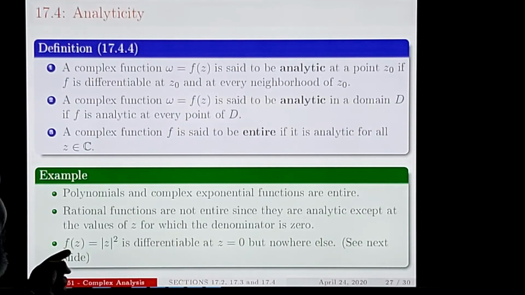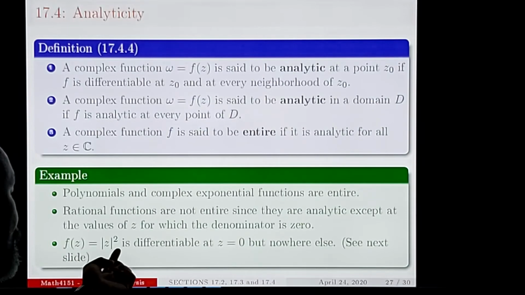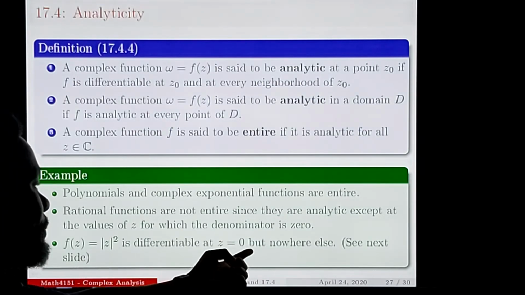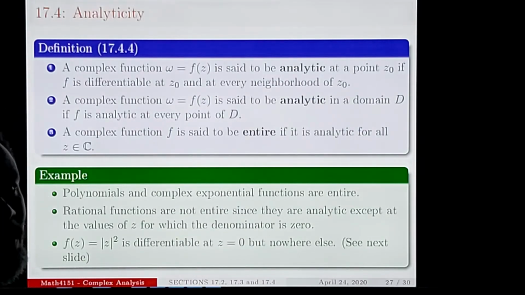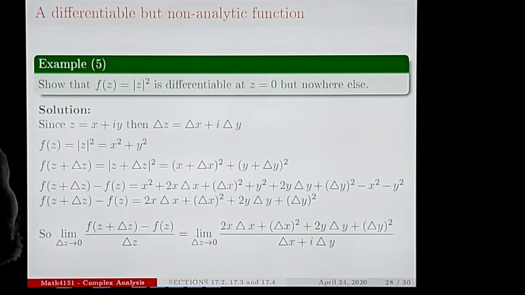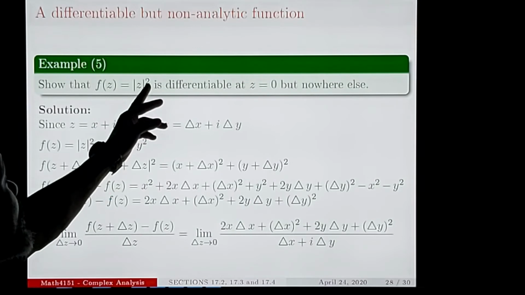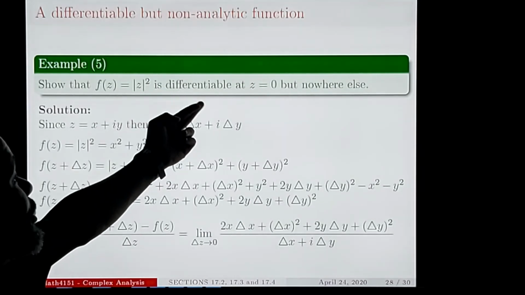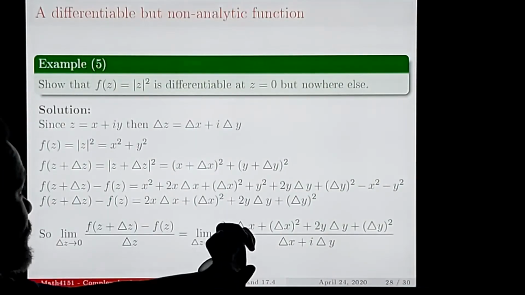And then this function f of z equals the square of the modulus of z is differentiable at z naught but nowhere else. Now, this was supposed to be an exercise in your book, but I did it here just to help you. So show that f of z equals the square of the modulus of z is differentiable at z naught but nowhere else.